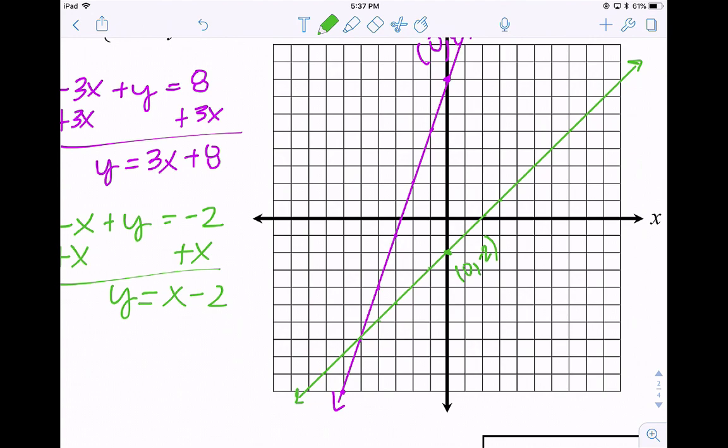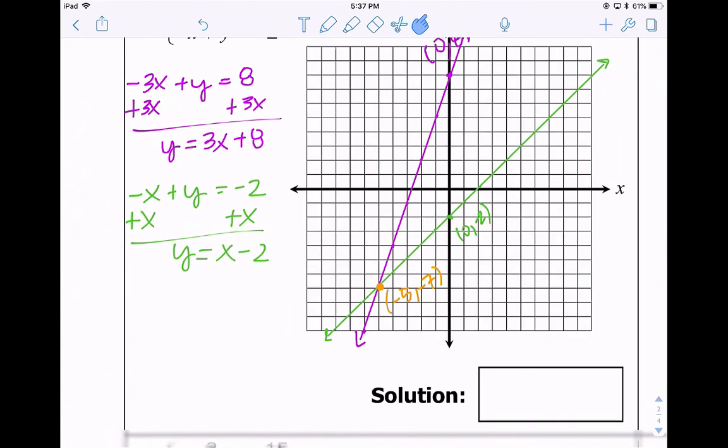So we are looking for the point of intersection, which you probably, again, have already found. It's going to be this point right here, where they intersect. So that is the coordinate at -5, -7. All right, so there is the answer to that. So our solution for that one, I'm going to put it in this box down here, -5, -7.